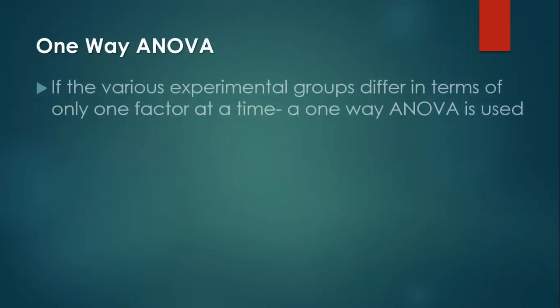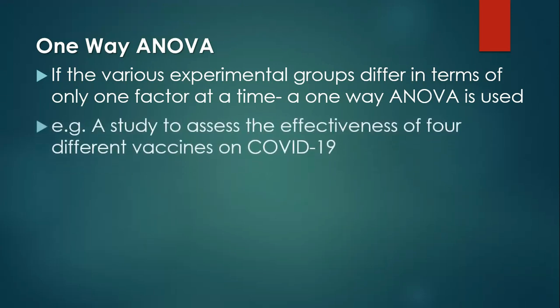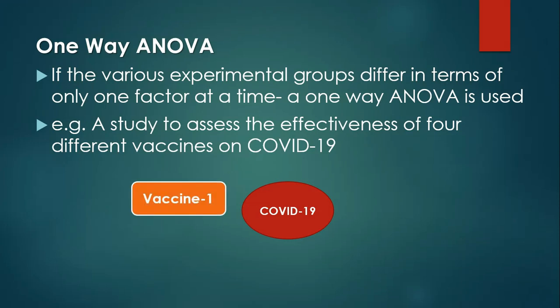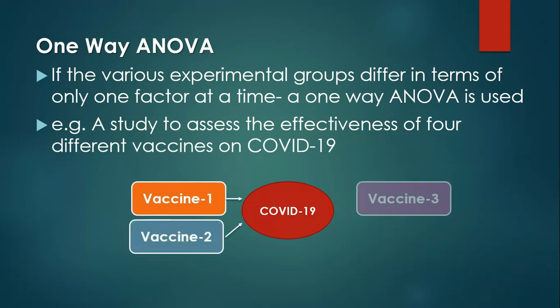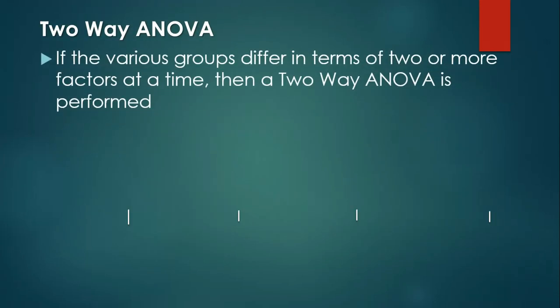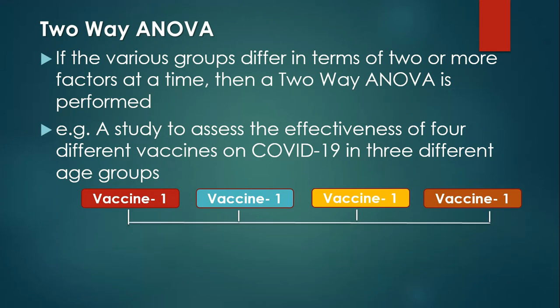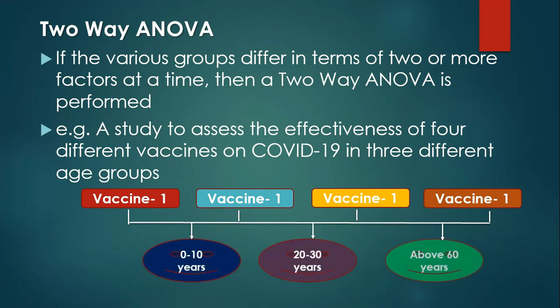A one-way ANOVA is used if the various experimental groups differ in terms of only one factor at a time. For example, a study to assess the effectiveness of 4 different vaccines on COVID-19. In the case of two-way ANOVA, it is performed if the various groups differ in terms of 2 or more factors at a time. For example, a study to assess the effectiveness of 4 different vaccines on COVID-19 in 3 different age groups. In that case, we apply two-way ANOVA.